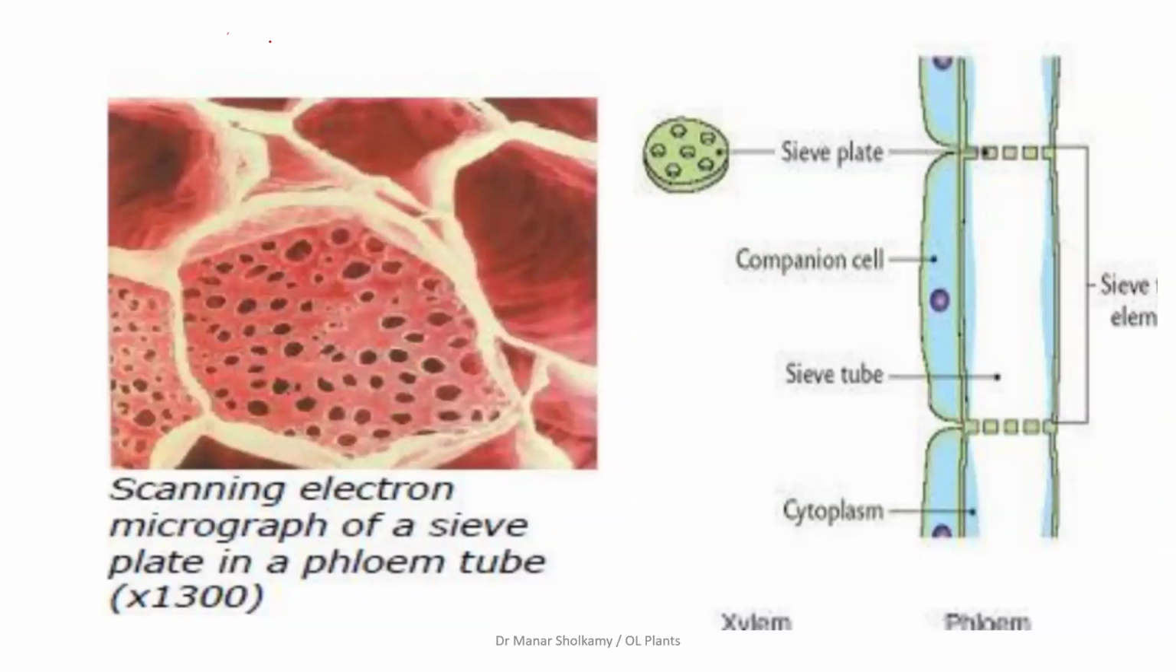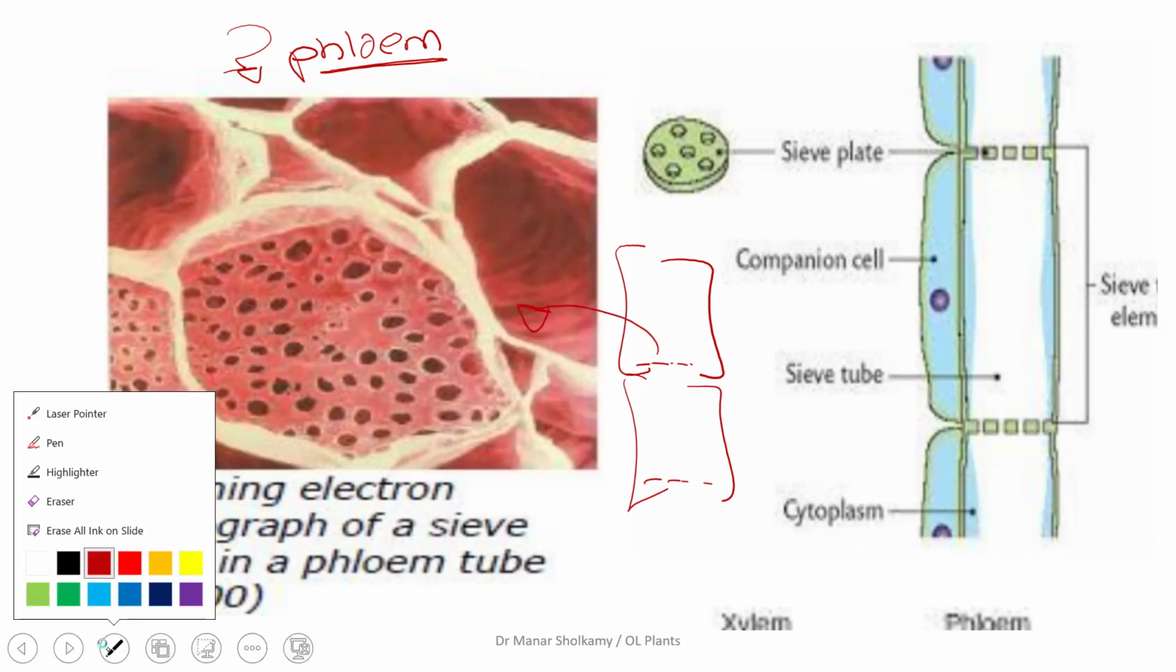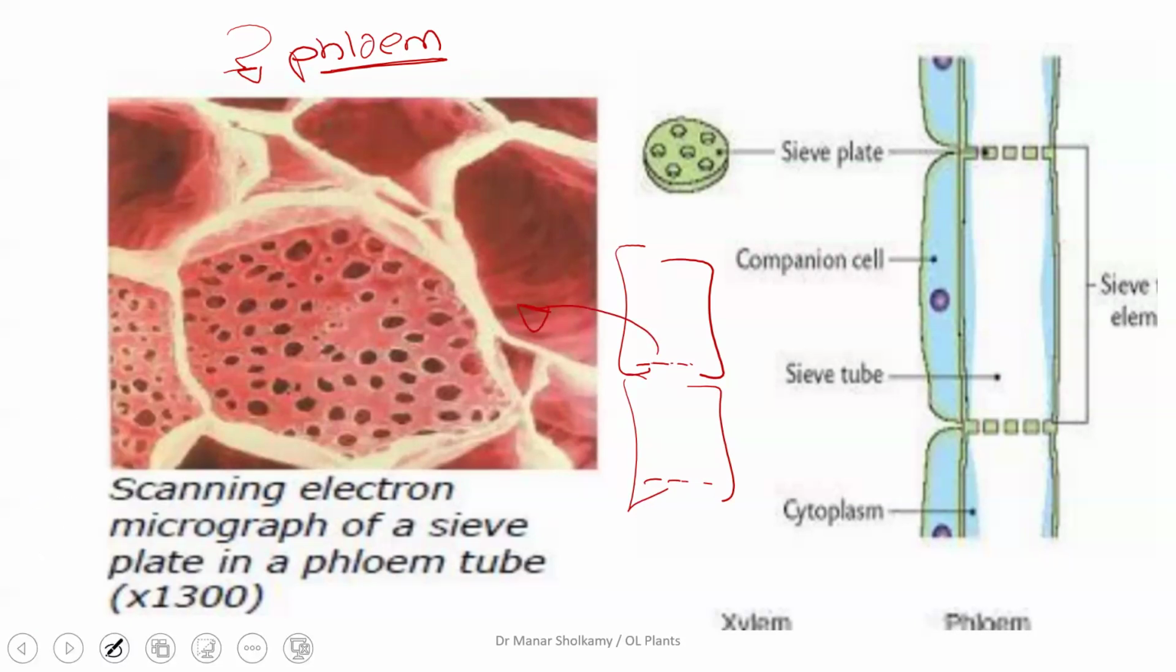Now this picture is very nice. This is a real picture using an electron microscope of the sieve, or the end walls, of the phloem. This is what I was trying to explain, that the end walls in the phloem are not completely broken down like in the xylem. They're partially broken down to give you sieve-like cells. They look exactly like this. This is a sieve tube element. See? There are holes here. This is incomplete breakdown of the end walls of the phloem. I hope it's clear.